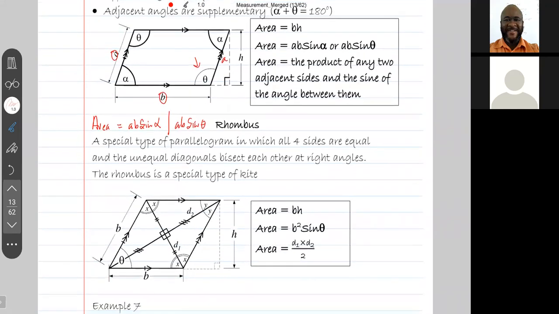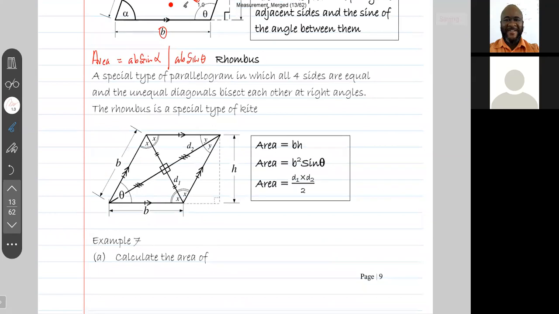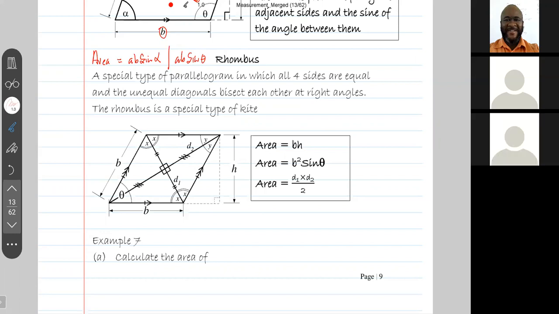All right, let's talk about the rhombus. The rhombus is a special type of parallelogram in which all four sides are equal and the two unequal diagonals bisect each other at right angles. Therefore, the rhombus is a special type of kite. Can everybody look at the rhombus and see that it sort of looks like a kite? Can everybody see that? Yes, sir. Good. So the rhombus is also a special type of kite.